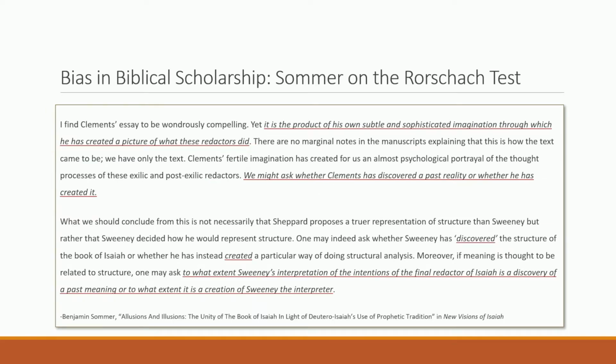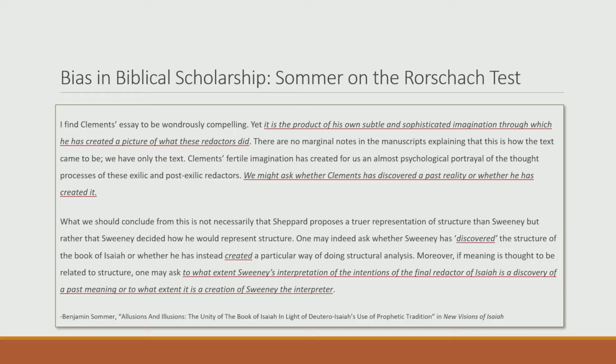And here's Benjamin Sommer, another Isaiah scholar, and he's talking about the work of Ronald Clements. He says, I find Clements' essay to be wondrously compelling, yet it is the product of his own subtle and sophisticated imagination, through which he has created a picture of what these redactors did. There are no marginal notes in the manuscripts explaining that this is how the text came to be. We have only the text. Clements' fertile imagination has created for us an almost psychological portrayal of the thought processes of these exilic and post-exilic redactors. We might ask whether Clements has discovered a past reality or whether he has created it.